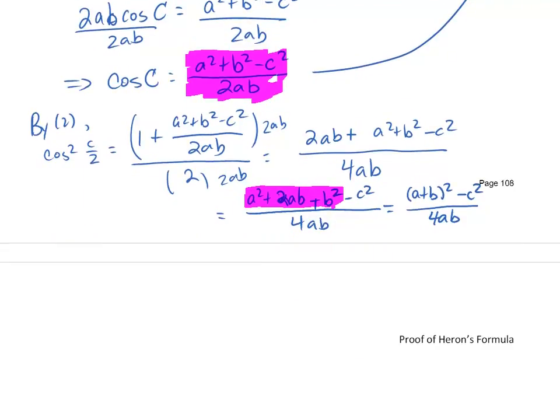And in fact, since this is now something squared minus something squared, I can rewrite this on top as a difference of squares, which means it factors. This is now equal to a plus b minus c times a plus b plus c. This is like something squared minus something squared, which means it's the something minus the something times the something plus the something, all over 4ab.